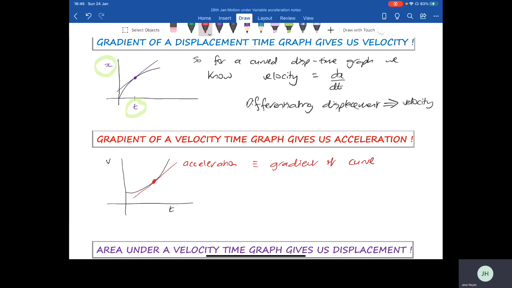I didn't actually say that, or I said it but haven't written it down on the previous one, have I? So the velocity is equal to the gradient. So back to here, the acceleration is equivalent to the gradient of the curve. To find the gradient of a curve, if it is v and t, we would describe that as dv/dt. So in other words, differentiating the velocity, that gets us an acceleration.